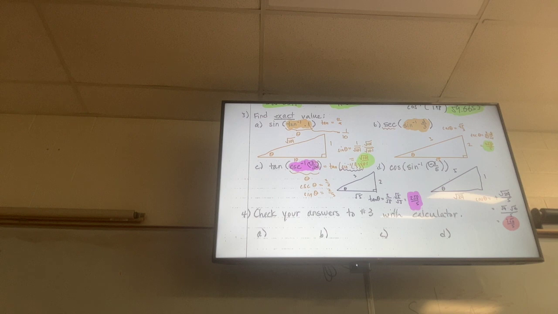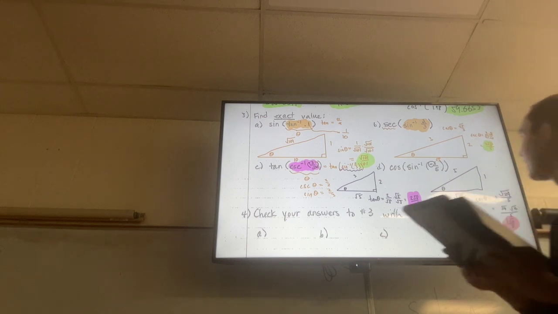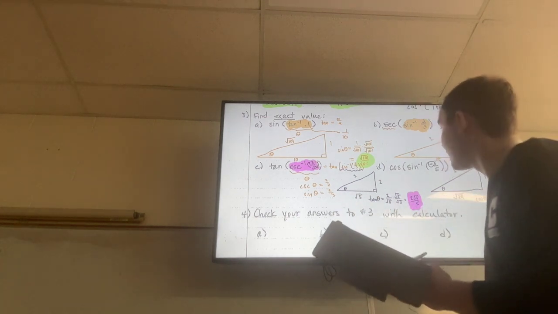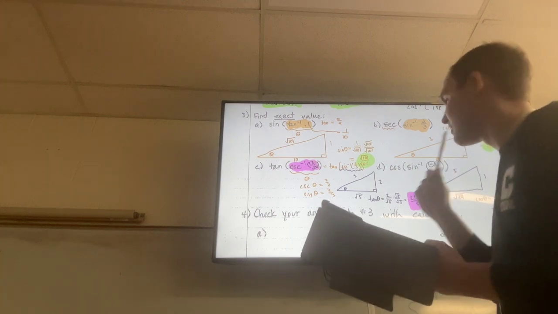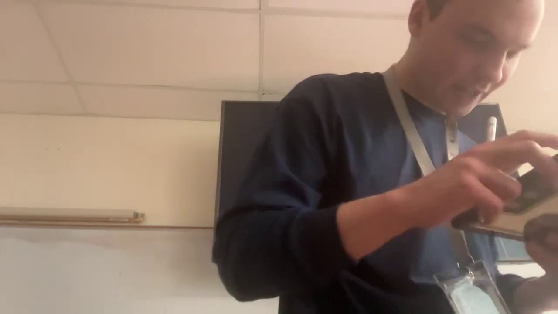Check your answers to number 3 with a calculator. Okay, now we check with the calculator. I'll do a couple of these. So sine inverse tangent of 0.1. This is the one thing where I'm pretty sure you get the right answer no matter what mode you're on. Okay, so sine inverse tangent of 0.1.